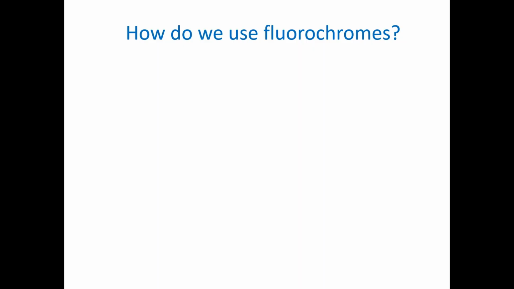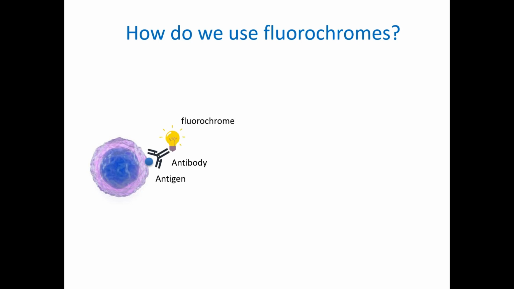How do we use fluorochromes in flow cytometry? One of the most common ways is phenotyping cells with fluorochrome labeled antibodies, where we want to know how much or how little of a certain antigen or marker is expressed in or on our cells. Here's our cell with a surface antigen that we want to measure. We have an antibody that binds specifically to that antigen, and the antibody is coupled to a fluorochrome so that the amount of light emitted by the fluorochrome as the cell goes through the laser gives us information about how much antigen is present on our cell.